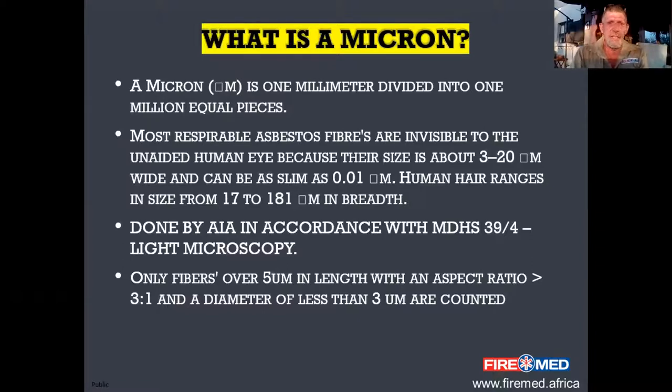Any of this microscopy needs to be done by an AIA in accordance with unit standard 39.4 under light microscopy. Only fibers of 5 microns in length with an aspect ratio of 3 to 1 and a diameter of less than 3 microns are counted. So when we're counting asbestos, we don't count anything that's big. We only count the fibers that are respirable.